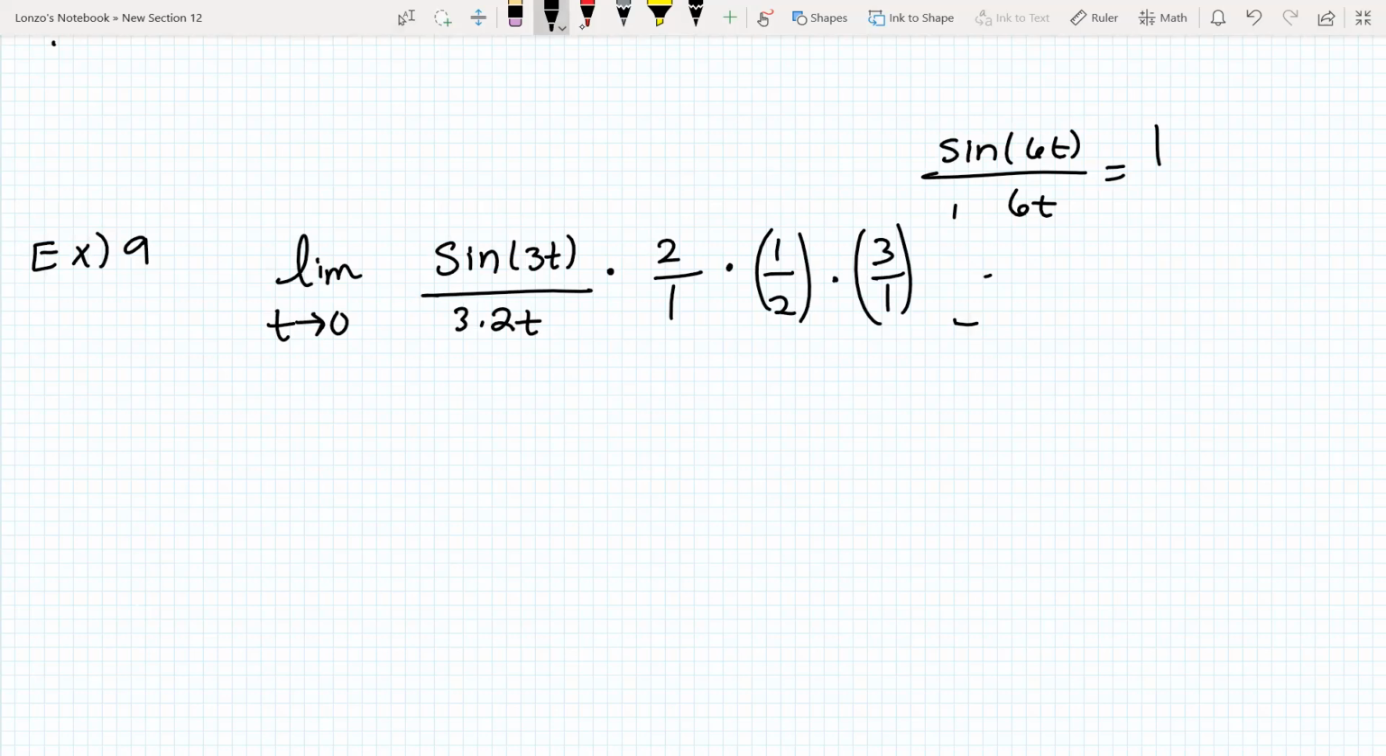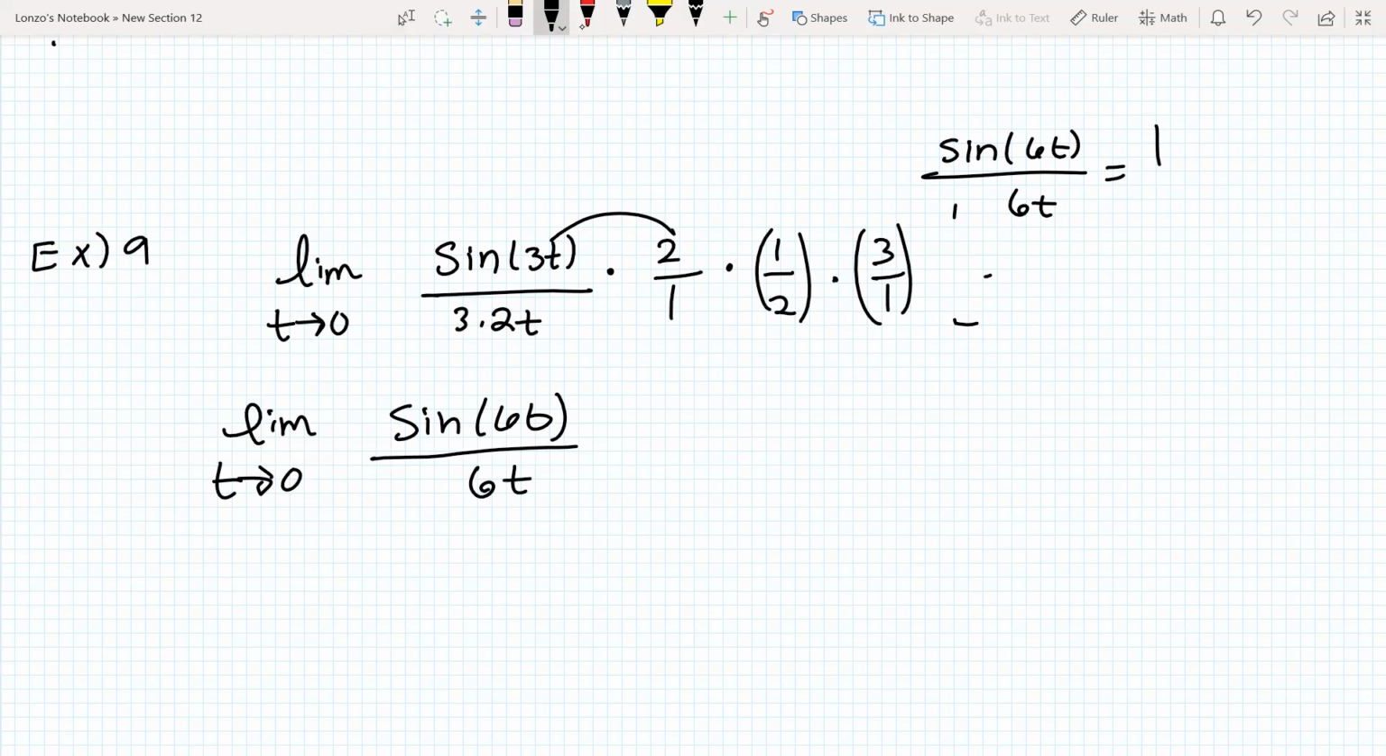So this becomes the limit as t approaches 0 of sine of 6t, right? Because 2 times 3 is 6t, over 3 times 2 is 6t, times, now, be careful. So you put this here and put that there. So you're left with 1 times 3. Yeah, the mistake I made was I multiplied all out. So no, this 2 goes with this 3t, so that's 6t, and then this 3 goes with 2t, so that's 6t. So we're left with 1 over 2 and 3 over 1.